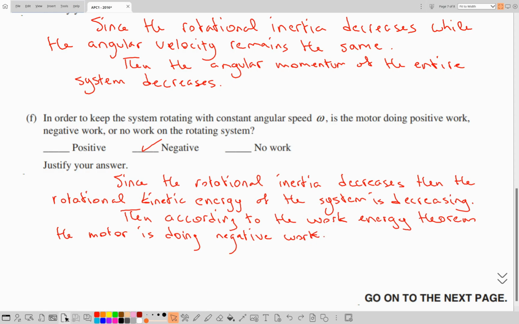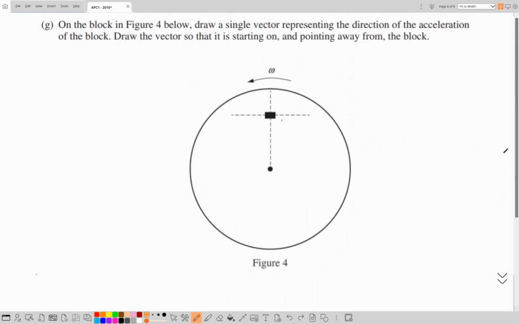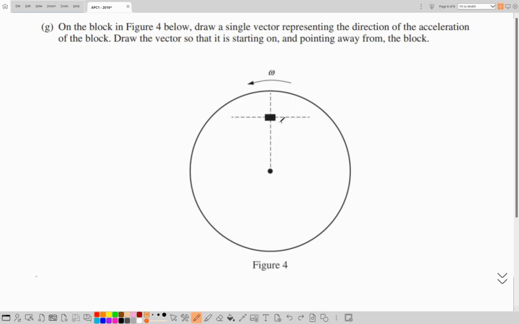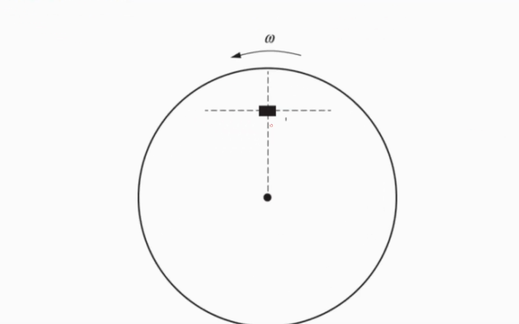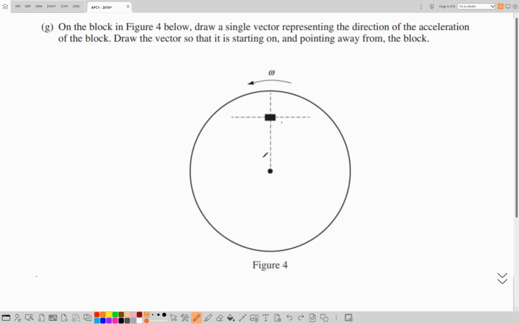And now moving on to the next page, which is the final part of this exercise. They're telling us part G: on the block in figure 4 below, draw a single vector representing the direction of the acceleration of the block. Draw the vector so that it's starting on and pointing away from the block as for the instructions of an FBD. Now we know that because this is a circular motion, then part of the acceleration would be toward the center. So one component of the acceleration should be down.